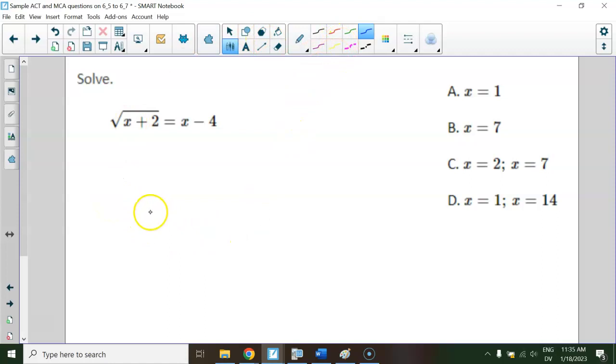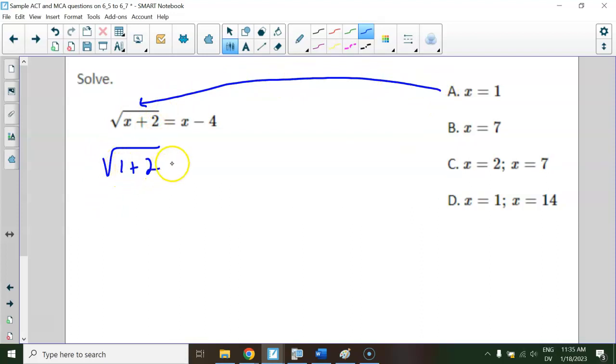All right, so in this one, it's kind of long and a little bit elaborate, but I can't stress this enough. If you had no idea how to do this, you could just plug them in, right? Like, for example, if I put 1 in for x, does that make a true statement? So I end up with the square root of 3, and that's certainly not equal to negative 3, so I know that that's not right.